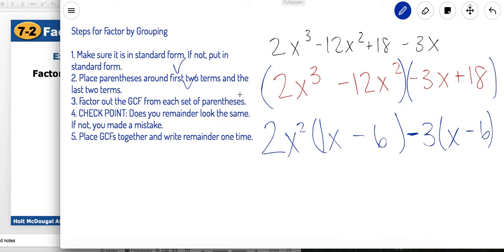Now, step 4, checkpoint. Do my remainders match? They totally do, right? Because technically there's a 1 here too, so now they match. Step 5 and last step. Bring your greatest common factors together. 2x squared minus 3. And then rewrite your remainder one time.